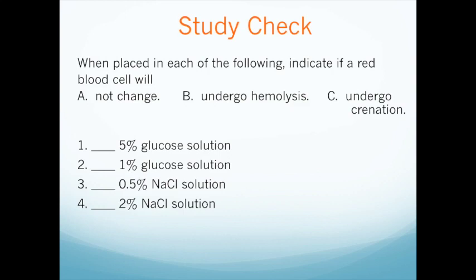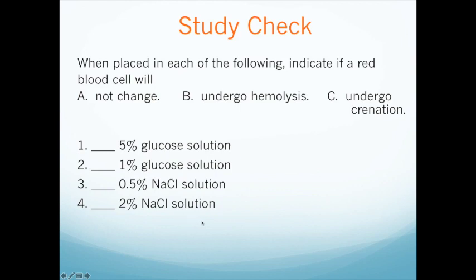Here's another question to get you thinking. When placed in each of the following, indicate if a red blood cell will either not change, undergo hemolysis, or undergo crenation. So, first one is a 5% glucose solution, second is a 1% glucose solution, third is a 0.5% sodium chloride solution, and fourth is a 2% sodium chloride solution.